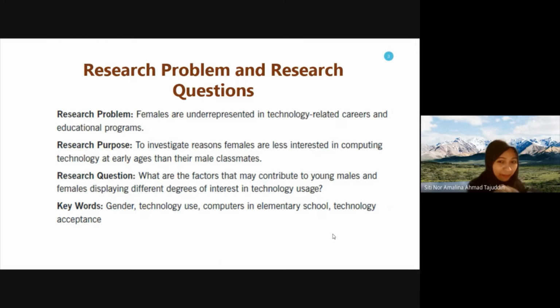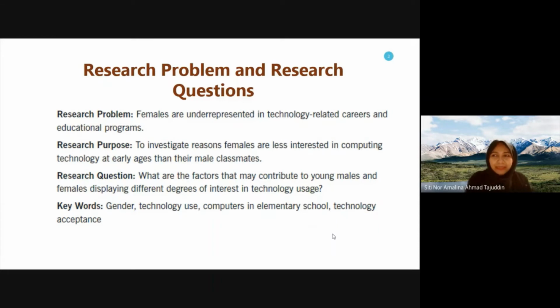So the key points here, we can even find in the research questions. Gender, talking about males and females. Technology, right, about the use of technology, computers in elementary school, because the focus is more on computing technology, and also technology acceptance.